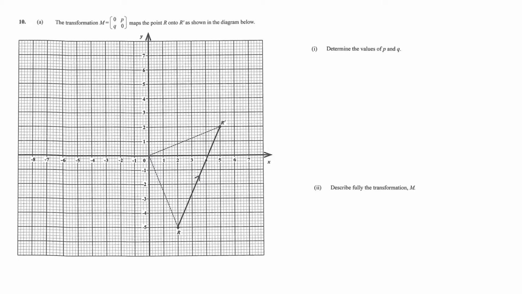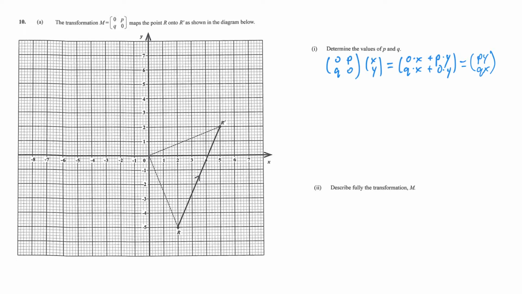In general, if you have a matrix transformation, then for any input point x, y, the output is the matrix multiplication M times your point. So here, if I have the matrix 0, P, Q, 0, and I want to see where the point x, y gets sent to by the map, then I do the matrix multiplication, which gives us 0 times x plus P times y, and Q times x plus 0 times y. This simplifies to Py and Qx. So the input point x, y gets sent to Py, Qx.